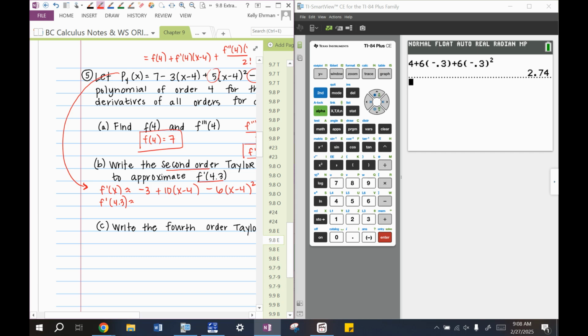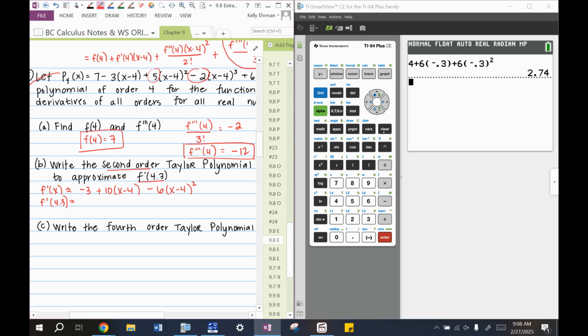All right, so I hop over to my calculator and I type this in. So negative 3 plus 10 times, so 4.3 minus 4 is just 0.3, minus 6 times 0.3 to the second power. Oops. Second power, there we go. So I'm getting negative 0.54 for that.